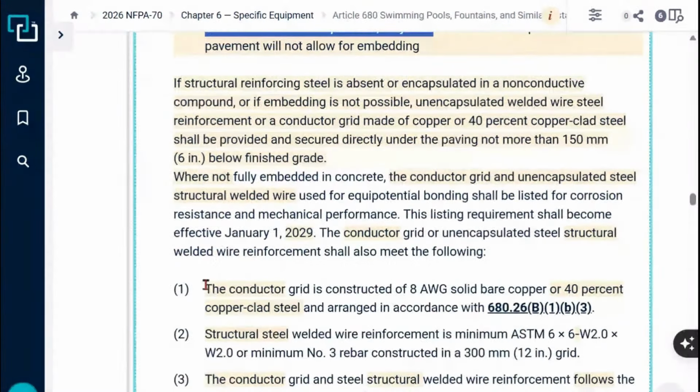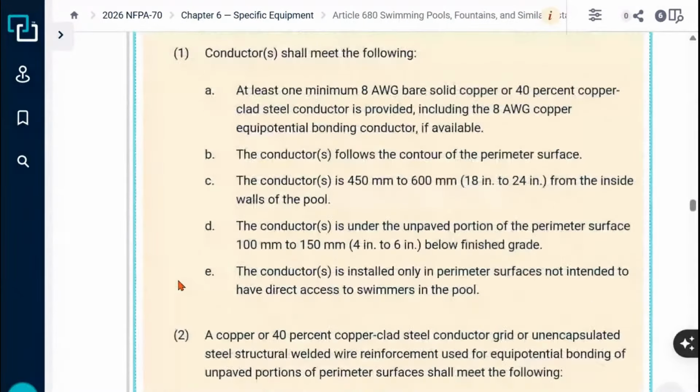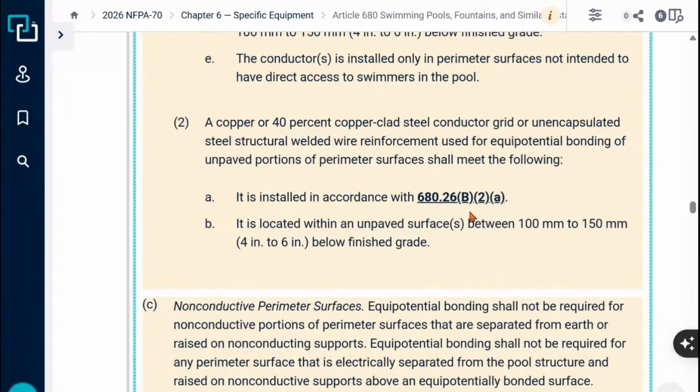I'm not sure where it jumped to. Let's go back. So it's got to meet that. So it's got to be installed in accordance with 680.26(B)(2)(a)(b), it says if it is located within an unpaved surface between 4 to 6 inches below the finished grade.